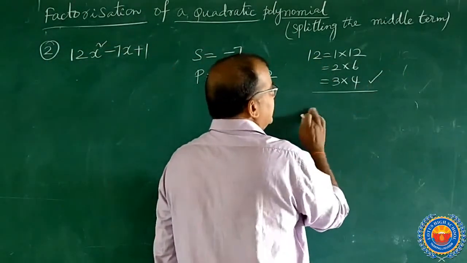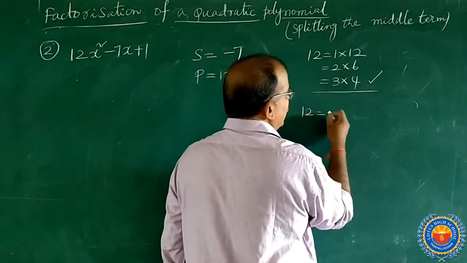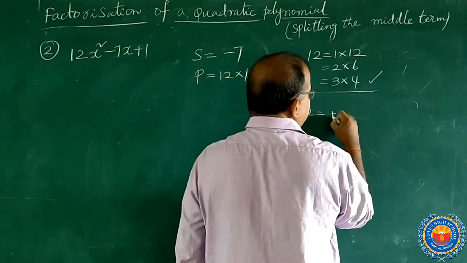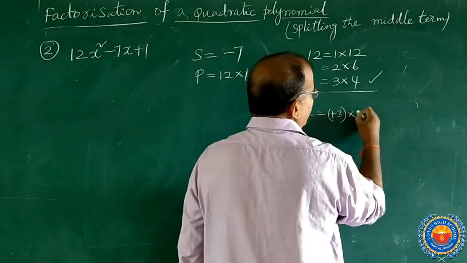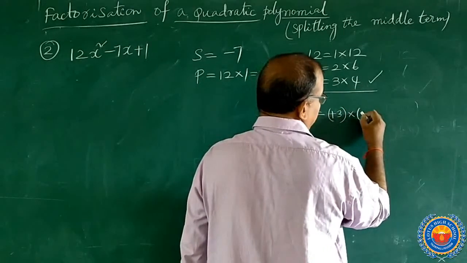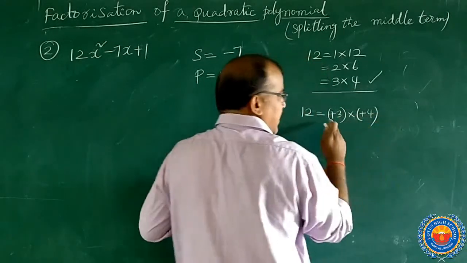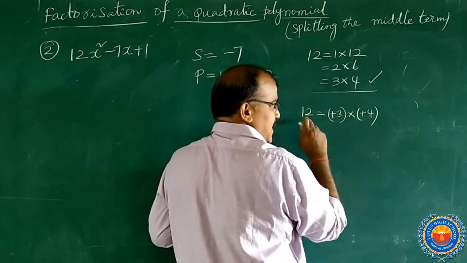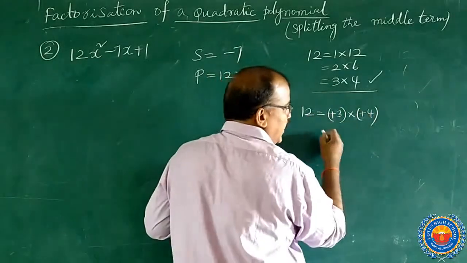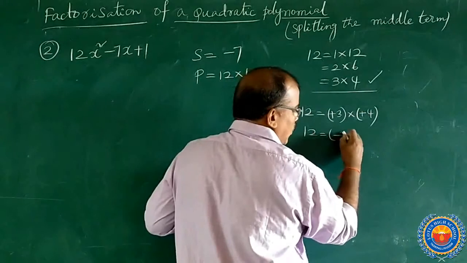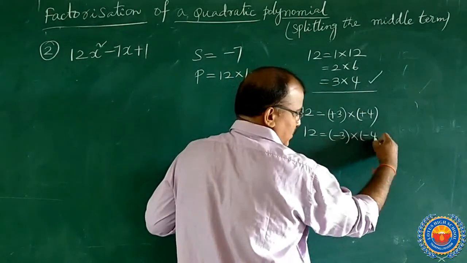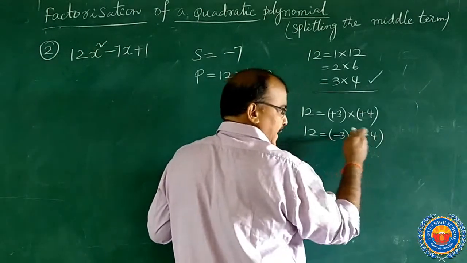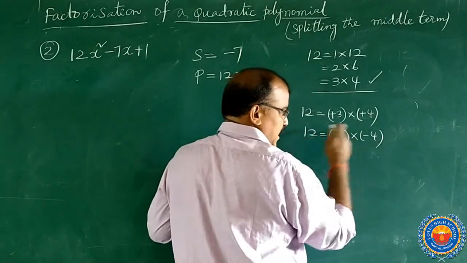Why? Because you see, 12 is equal to plus 3 into plus 4. Plus 3 into plus 4 is also 12 only. 12 is equal to minus 3 into minus 4. This is also 12 only. Minus into minus is plus. That's why 3 fours are 12.